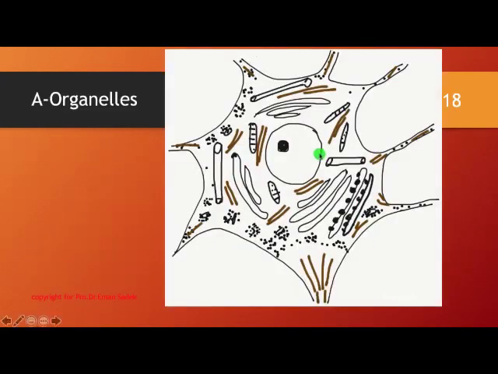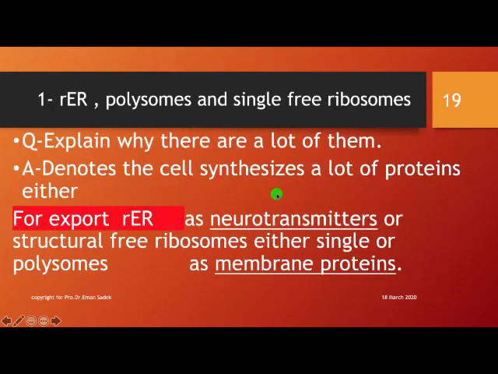As regards the organelles, we have here the rough endoplasmic reticulum and its secretory, which is the Golgi apparatus. We have microtubules and the neurofilaments, and we have the mitochondria. We will study them, as these two are related to each other, and finally we have the mitochondria. Let's start with the rough endoplasmic reticulum, together with the free ribosomes, either in the form of single ribosomes or aggregated free ribosomes called polysomes. Explain why there are a lot of them.